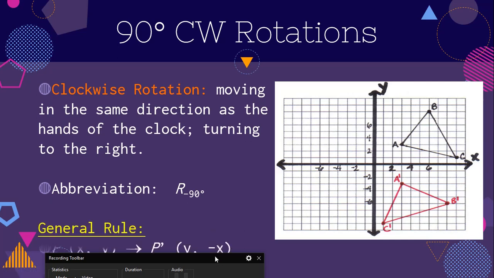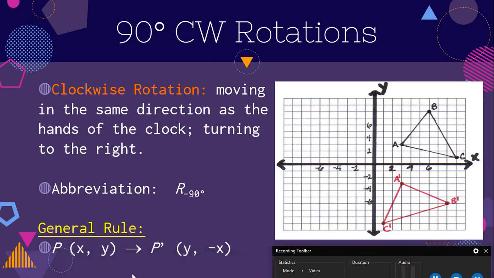There is a general rule for 90 degrees clockwise. We'll take our generic point P. It will map itself to P prime. We're still going to slide Y forward, but we're going to leave it alone. When we slide X back, we're going to negate it.